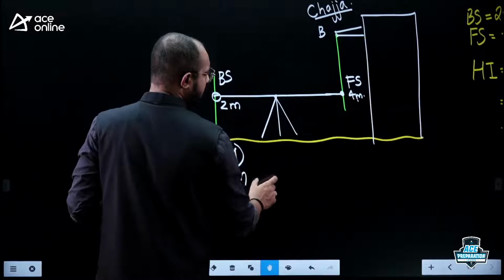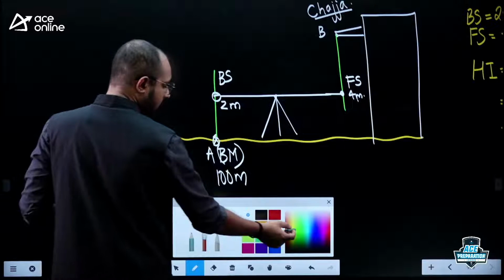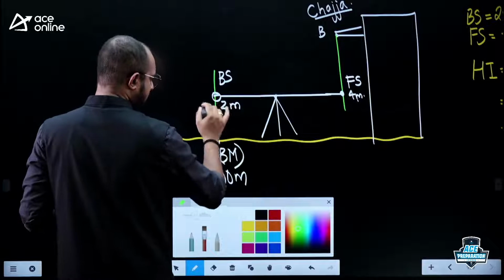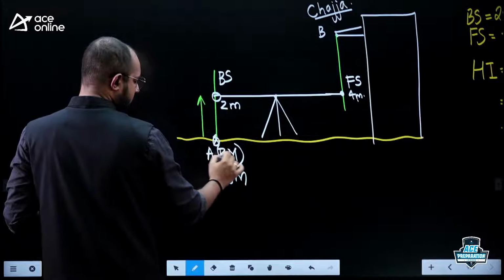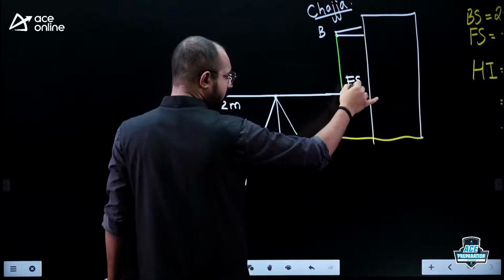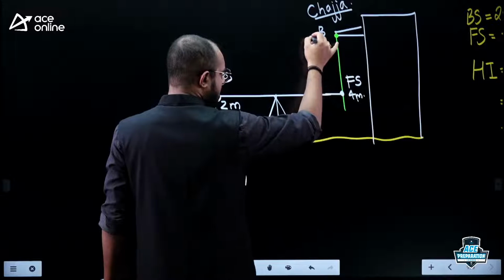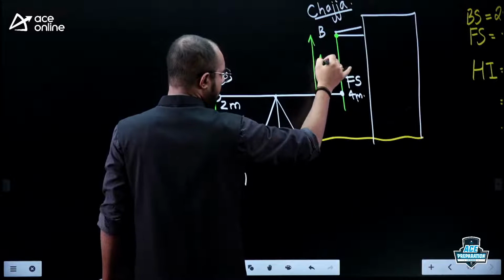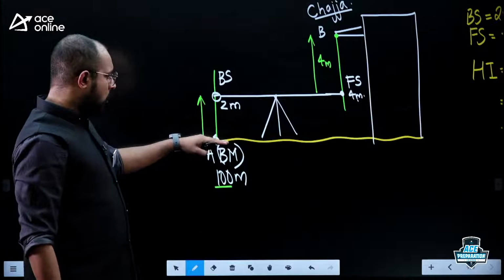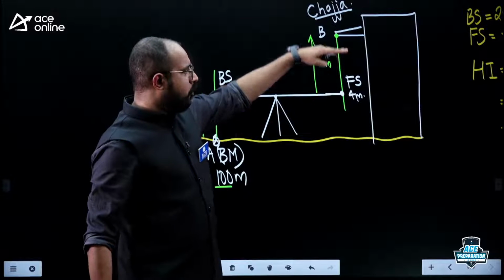What do you mean by this particular staff reading of 2 meter here? It practically tells you that this particular line of sight is 2 meter above this particular 100 meter level. What do you mean by this inverted staff reading of 4 meter? Remember, the foot of the staff is always 0 meter. That means this particular point B is 4 meter above my line of sight. So you see, the line of sight is 2 meter above the benchmark. From this line of sight, point B is 4 meter above.